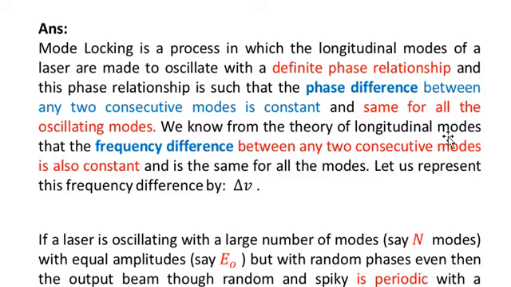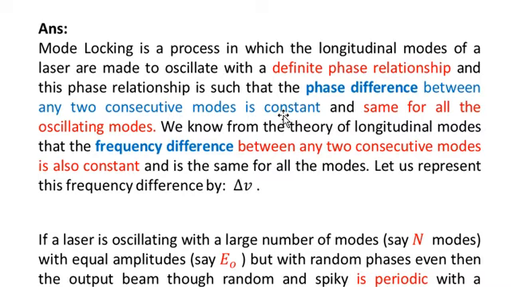We know from the theory of longitudinal modes that the frequency difference between any two consecutive modes is constant and is the same for all modes. Let us represent this frequency difference by delta nu. From our previous slides, we know that the longitudinal modes have a fixed frequency difference between them, that is delta nu, from one mode to the next mode, fixed and constant.